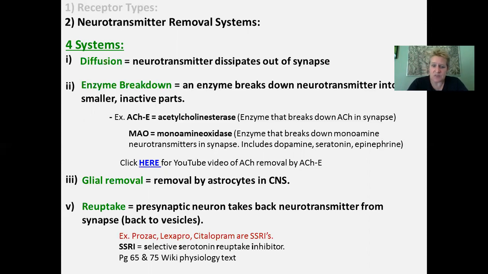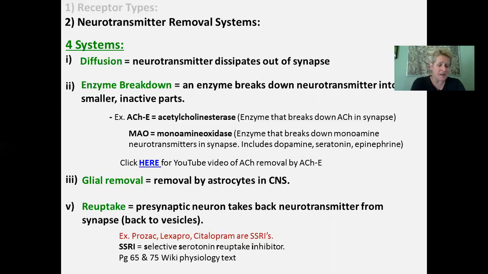Now, here's a good example. Prozac, Lexapro, and citalopram are selective serotonin reuptake inhibitors. What that means is, selective, it's focusing on serotonin, and it inhibits the reuptake of serotonin. If you inhibit the reuptake of serotonin from the synapse, you leave more serotonin in the synapse, which can have more of an effect on the cell. These drugs are the most commonly prescribed drugs for depression, and depression is associated with low serotonin.